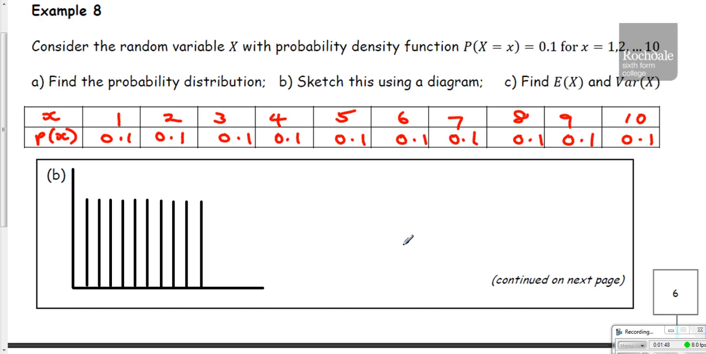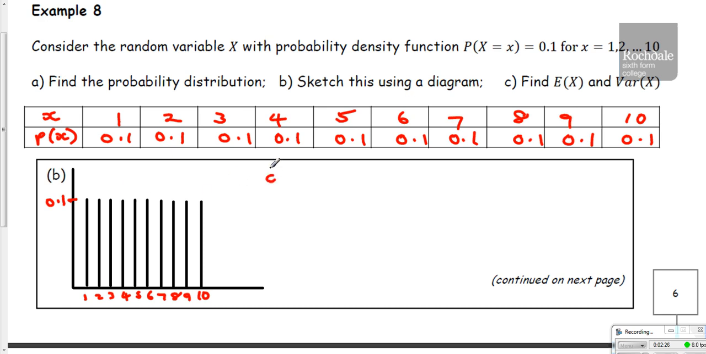Okay. Part B says sketch this using a diagram. Now this doesn't come up very often on the exam, but I just wanted to make sure that we covered it. So I've actually pre-drawn this at the bottom. Each discrete value, 1, 2, 3, 4, 5, 6, 7, 8, 9 and 10. Each one has a fixed probability of 0.1. We can't draw it as a solid block because it's discrete data, so there have to be gaps in between, in the same way that you have gaps in between on a bar chart. So that's what a diagram would look like.